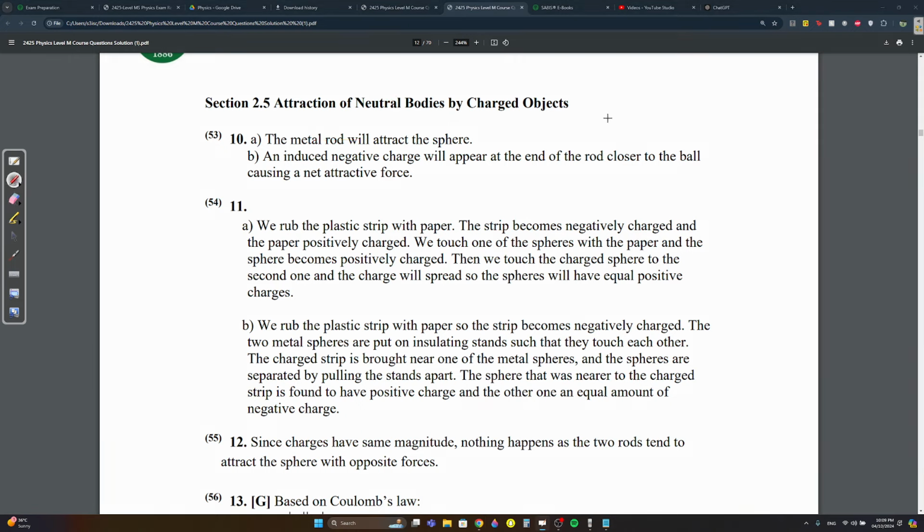Yeah, because look, the rod is uncharged, but the ball is positive. So what this positive charge is going to do is induce negative charges, right? And it's going to take all the positive here. So now you have negative all the way here and positive there. It's going to cause an attraction force, right?